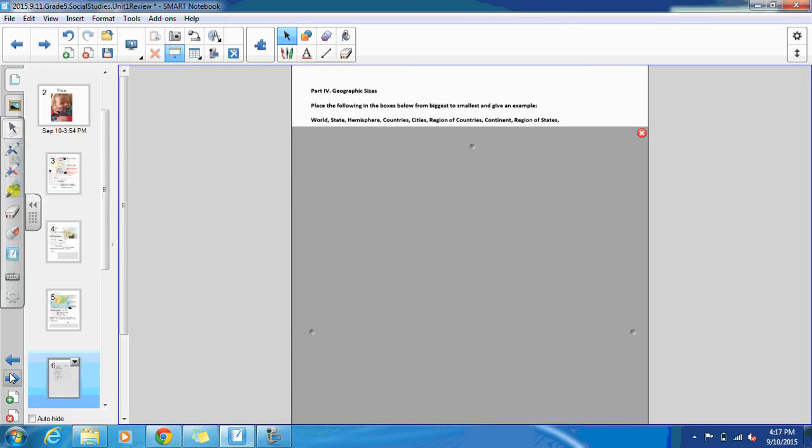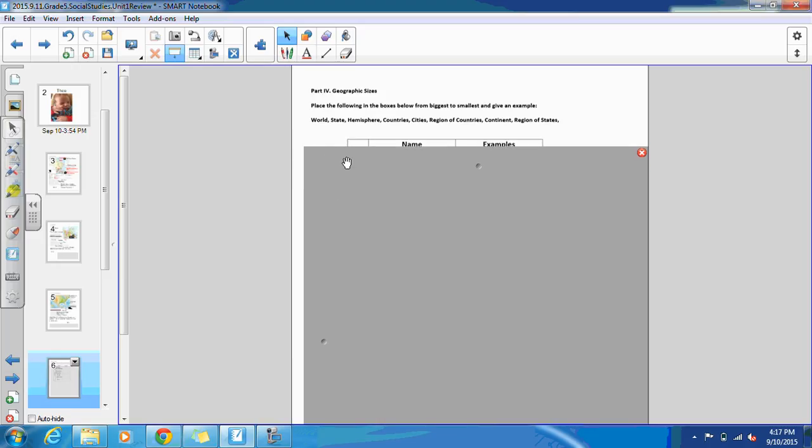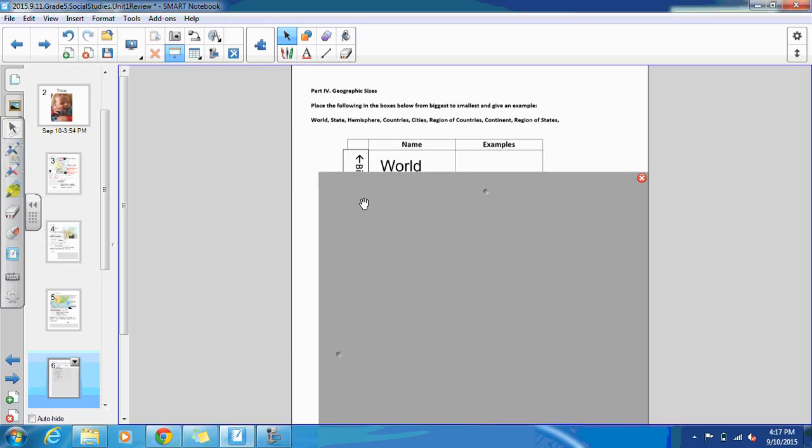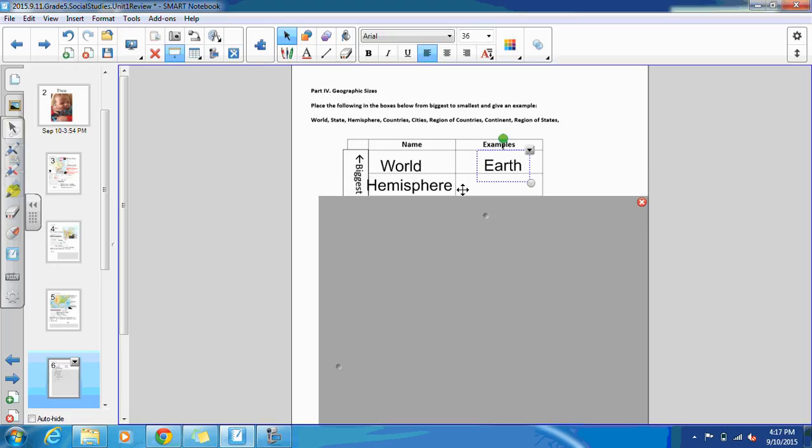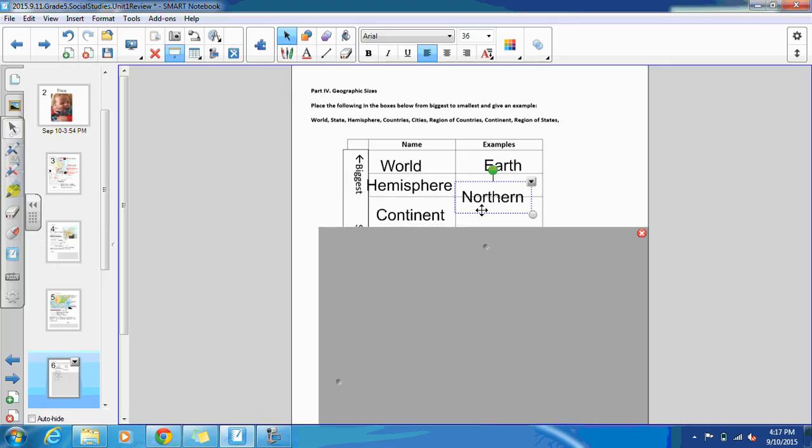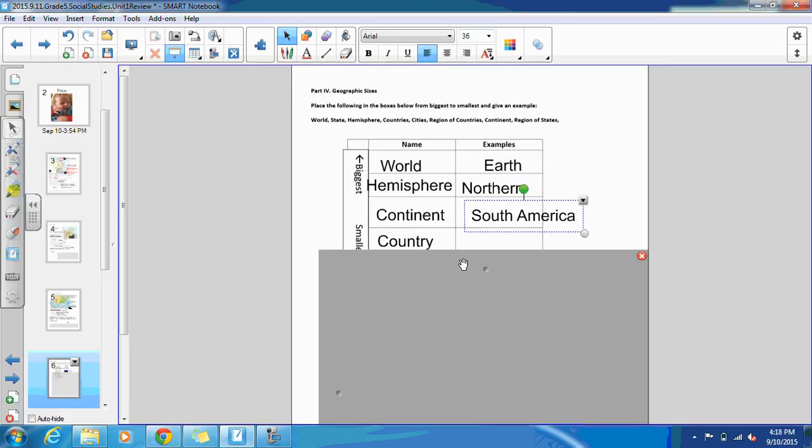All right. Geographic sizes. So place the following in the order from biggest to smallest. So we're going to start with the biggest. That, of course, is the world. Example, there's only one example, Earth. This is just like your foldable. So next, you're going to have hemisphere. You could have said northern, southern, eastern, or western. Continent. So we know there's 7 continents. You can put any one of them. Put South America. You can choose any one. If you have more than one, awesome.